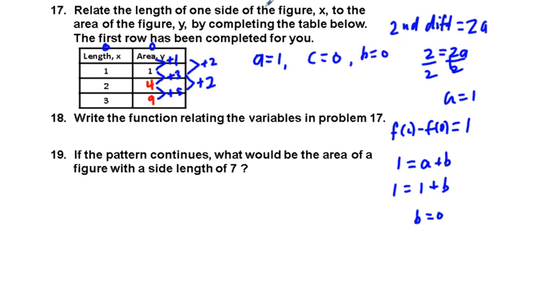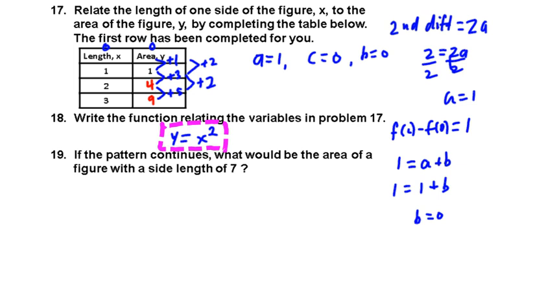So write the function relating values. That's going to be y, not given in f of x form, y equals 1 x squared plus b x, and b is 0, so that's 0, plus c. That's going to be 0 also. This is going to be our function. So there we have that.